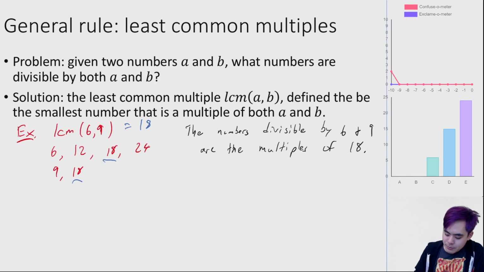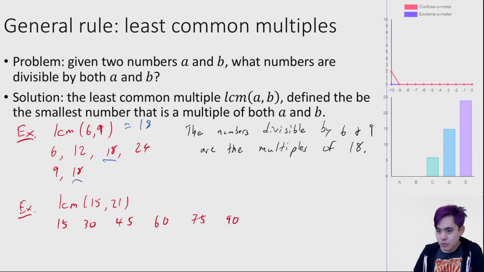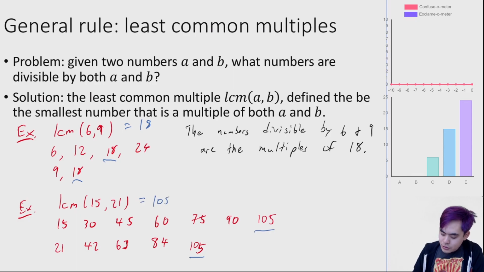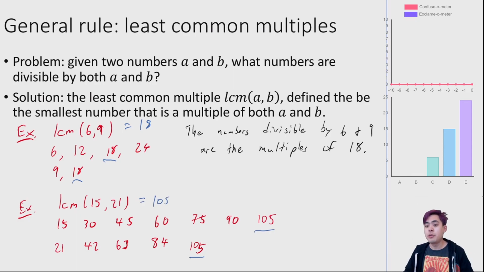Okay, let's do one more example. Let's say the least common multiple of 15 and 21. What's that equal to? Well, 15, 30, 45, 60, 75, 90. We write out a few of them, and then we see if we have any common ones. 21, 42, 63, 84, 105. We don't have any yet, but it turns out that if we keep going a little bit further, we get 105 on both of these. So that is the least common multiple. The numbers divisible by both 15 and 21 are the multiples of 105.